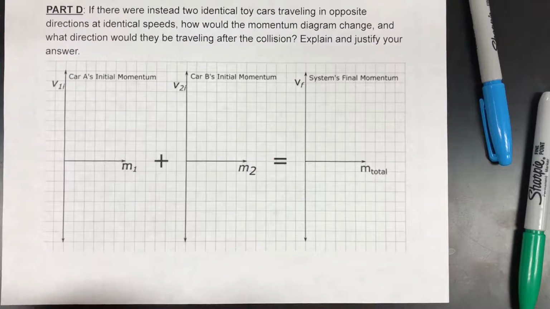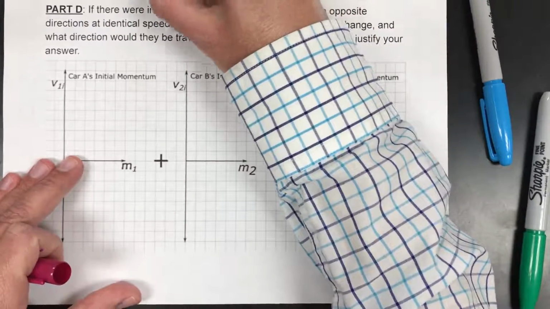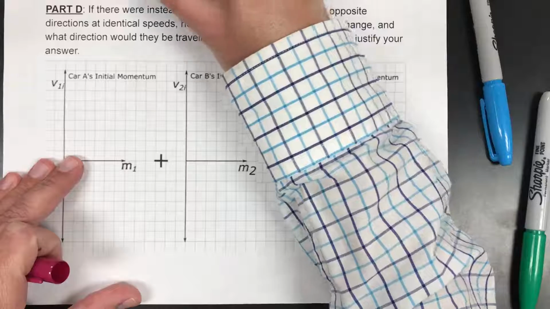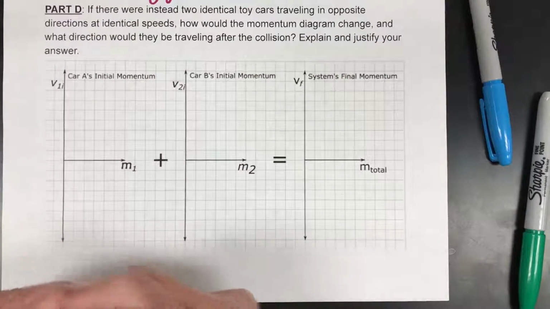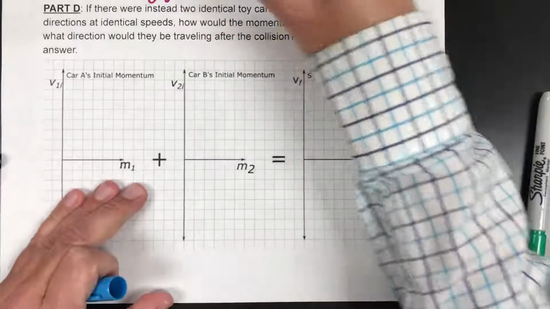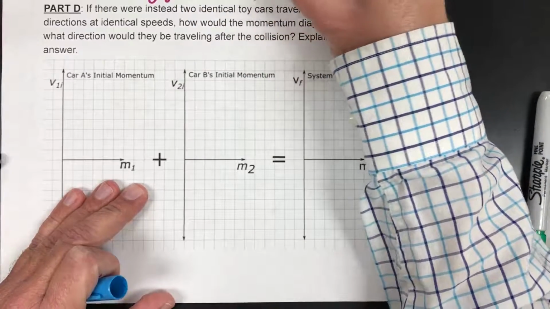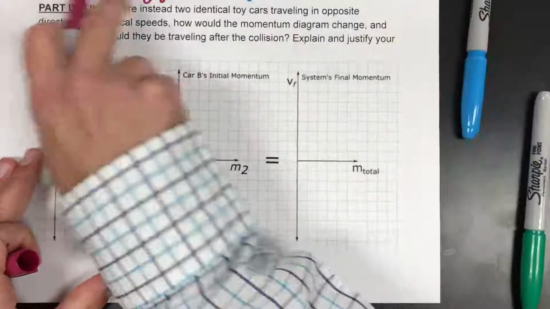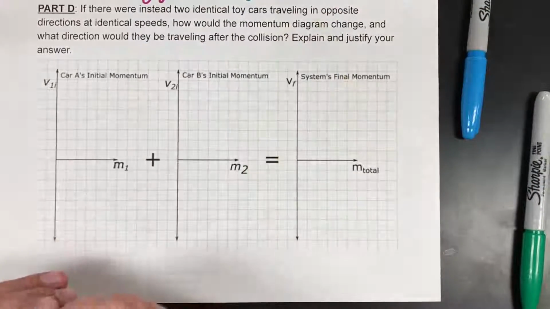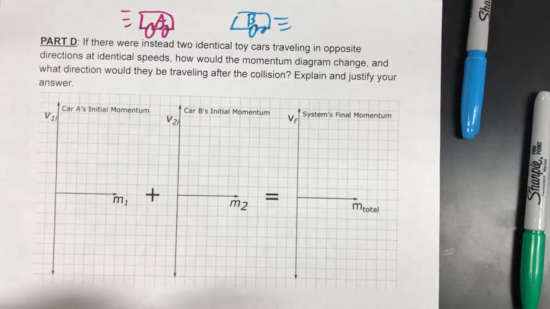So let's say they're traveling in opposite directions at identical speeds. So let's say we have a car going this way. I'll draw that as magenta. So I'll call that car A. And then over here, I'll have traveling that way, car B, going that way. So there's B. And here is A. So A is going to the right, B is going to the left, and this time they're identical, so they have the same mass.